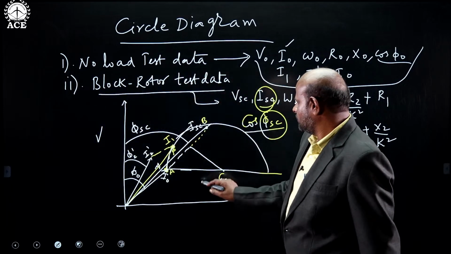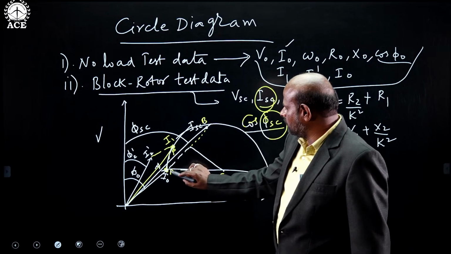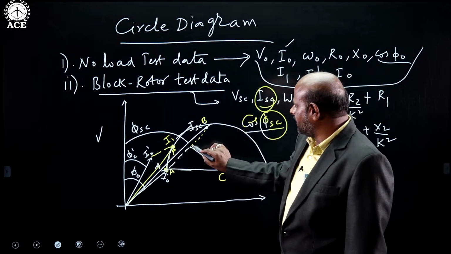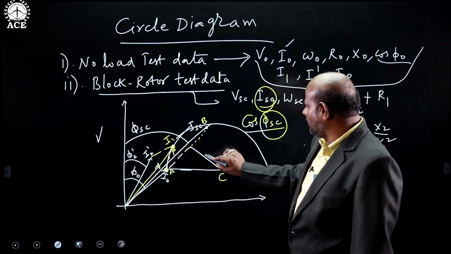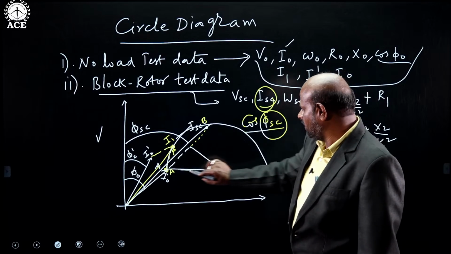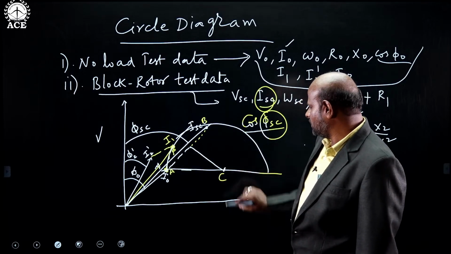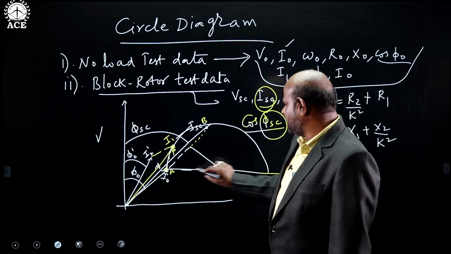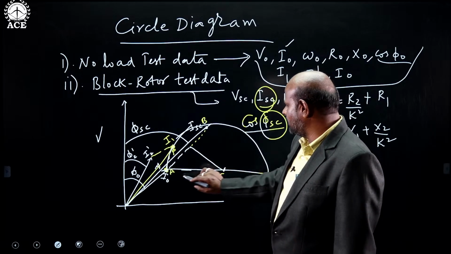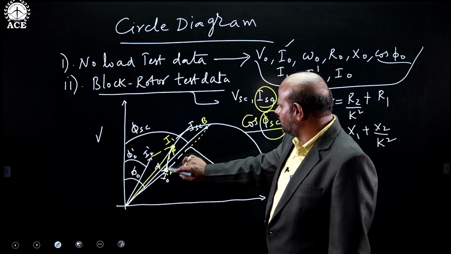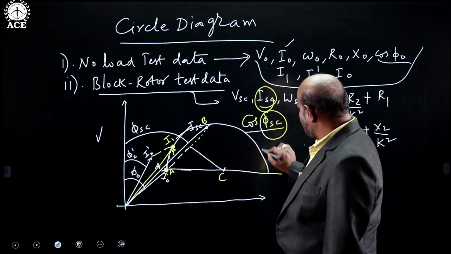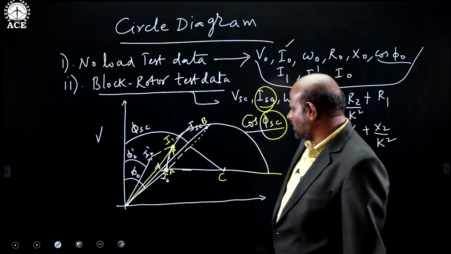Right? So we have joined A and B points and take the midpoint, and draw a perpendicular line on this line, and this point is the C. AC indicates the center of the circle. Taking C as center and AC as radius, draw the circle. Draw the semicircle. If you draw the complete circle, what happens?